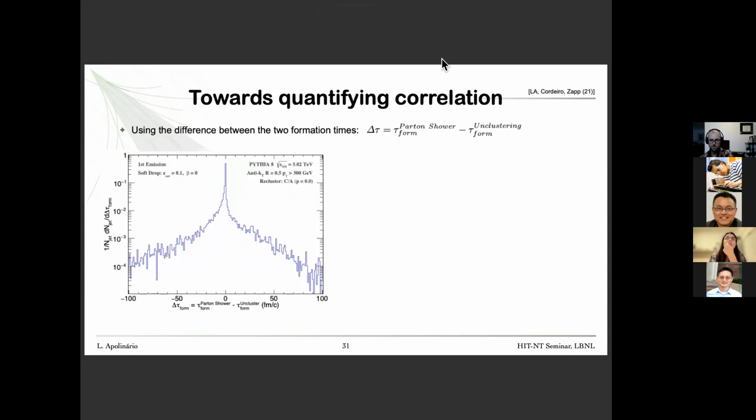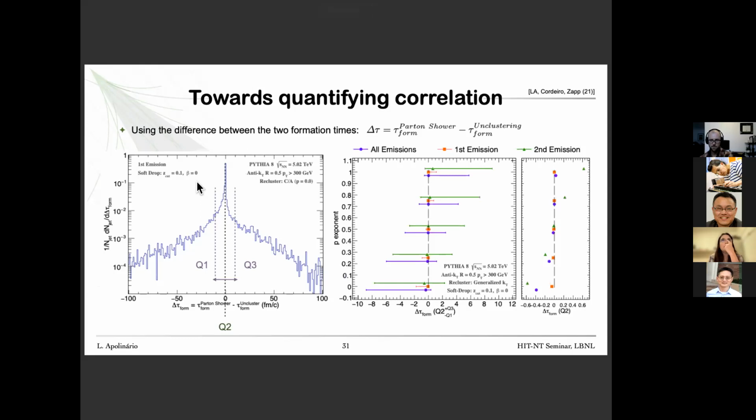Now, in order to quantify what improvement we are getting when using this tau clustering tree instead of the usual Cambridge-Aachen, we just look at the difference between the formation time given by the parton shower and the one obtained from the clustering. As you can see, of course, this distribution is highly peaked at 0, which is nice. These are all the events in which we know for sure that they are nicely correlated to the parton shower. The other ones are just mismatches.